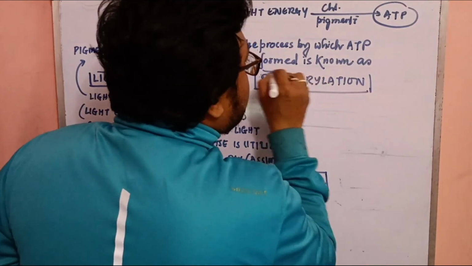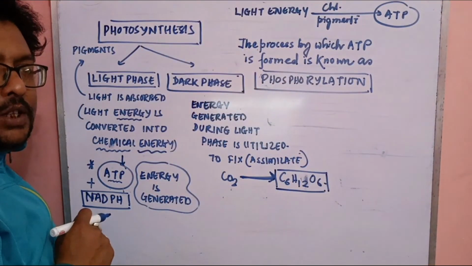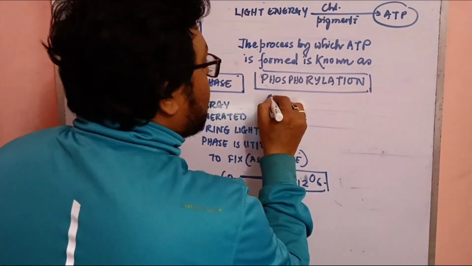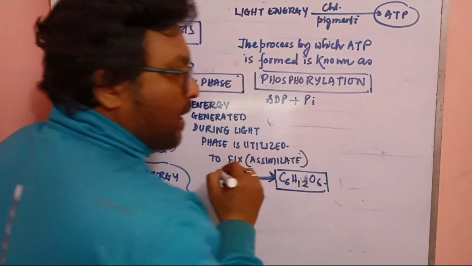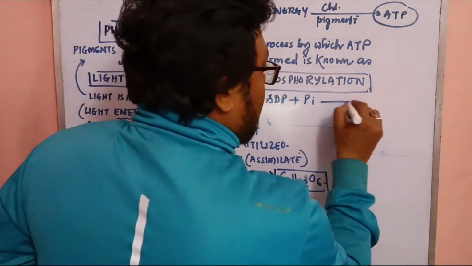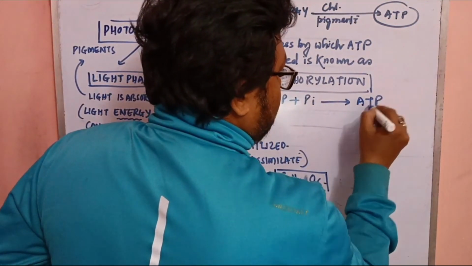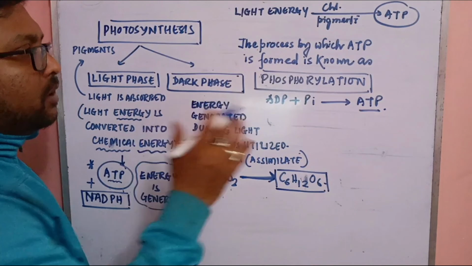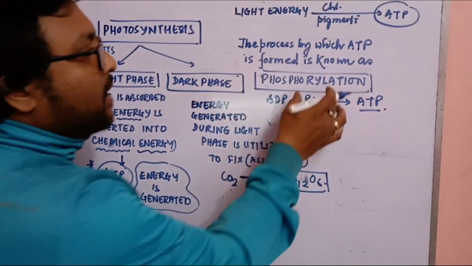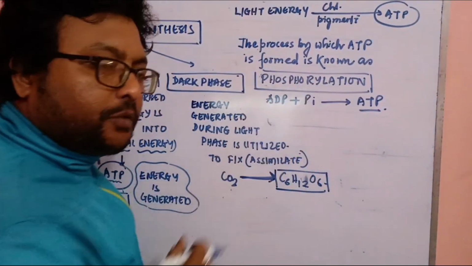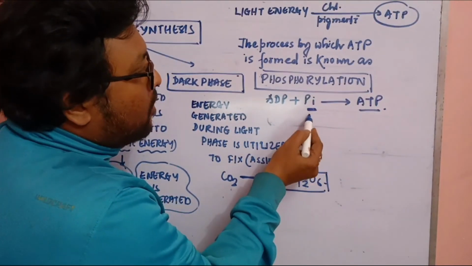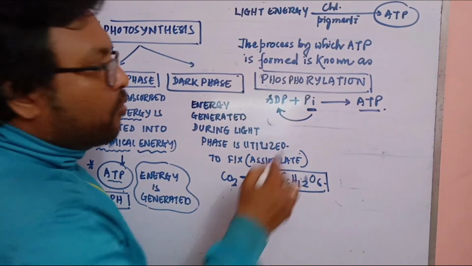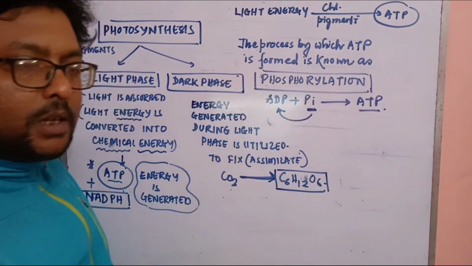What is it known as? কি বলে বাবা? Phosphorylation. Now what phosphorylation actually is? Adenosine diphosphate, when it is combined with inorganic phosphate, it forms adenosine triphosphate. So this is what actually phosphorylation is. Now why is it said to be phosphorylation? একে কেন বলছি phosphorylation? কারণ এখানে what? Phosphate is added. Phosphate is combined. That is why it is known as phosphorylation.